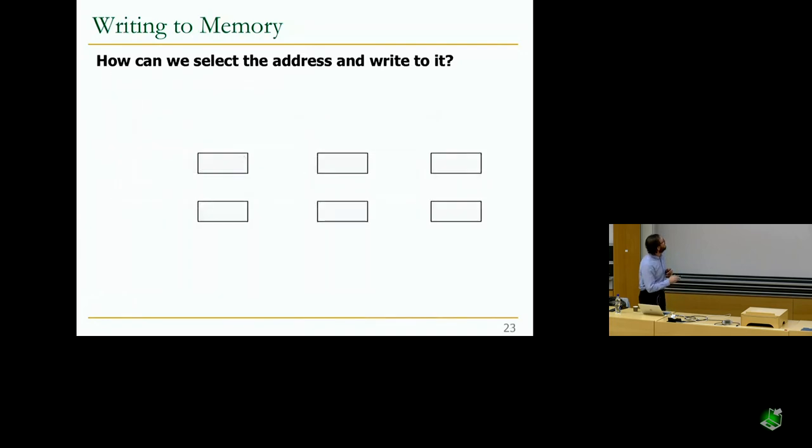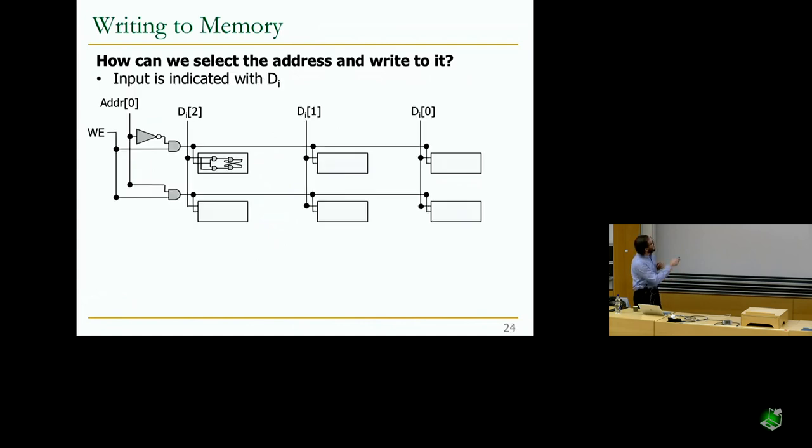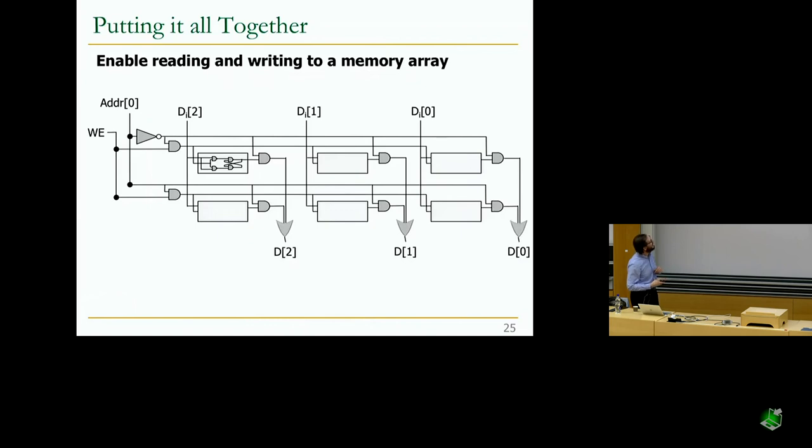We know how to read from memory. This is what we did. This is the reading circuit, MUX. And this is the writing circuit, gated write enable signal. We just put those together to get our memory array. Our three bits in each address memory array, 6-bit memory array. That's what it looks like.